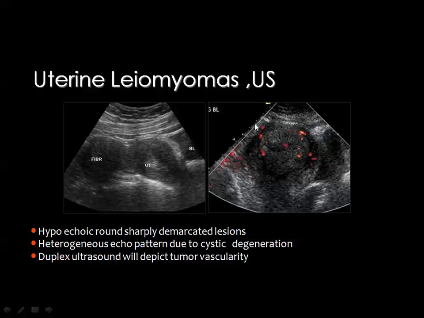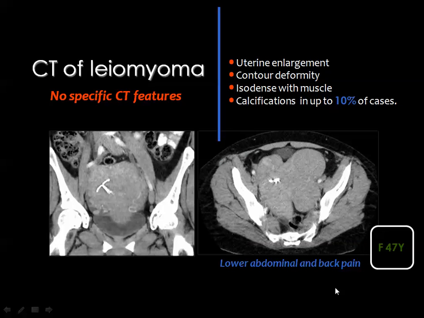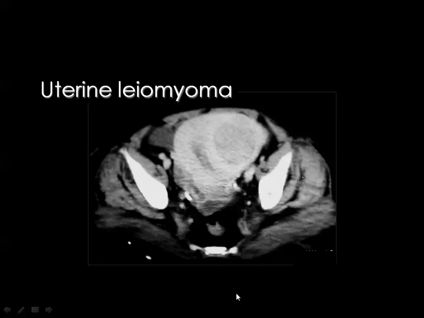And this is the appearance of fibroid by ultrasound. It will appear hypoechoic, and if you use the Doppler facility, you can see some vascularity within the mass. And this is the appearance by CT, and you get a lobulated mass which is of almost similar density to the muscles of the uterus, and this mass may be small, may be large, and usually it contains calcification in up to 10% of the cases.